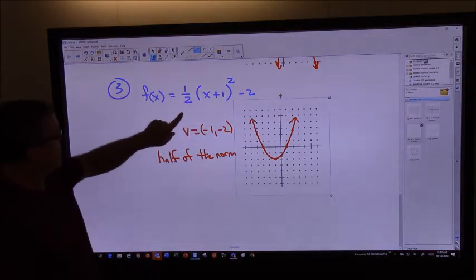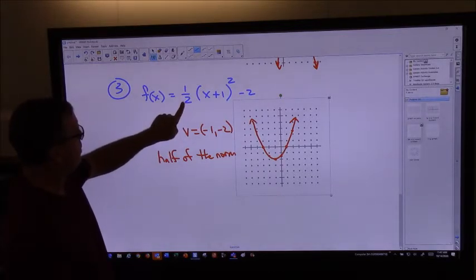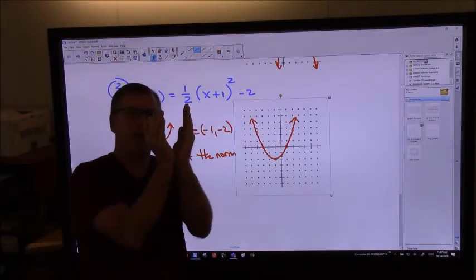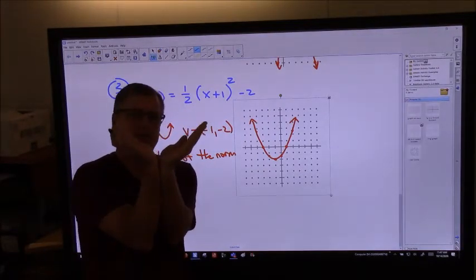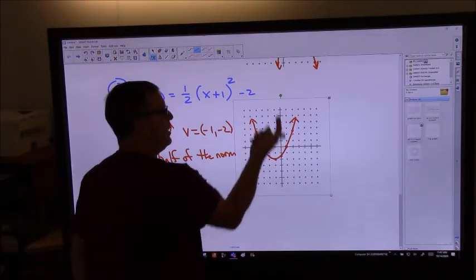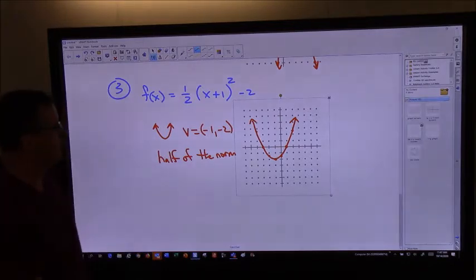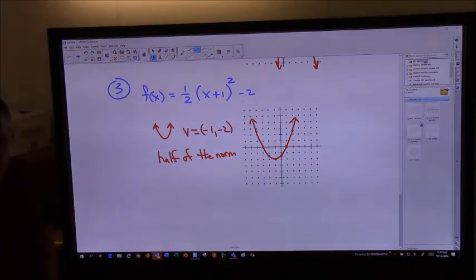So what we see happening is when this number gets smaller, it takes your parabola and makes it wider. If this number was larger, it means my y values are going up faster, and so the parabola gets narrower. Okay? So now we have the tough question.